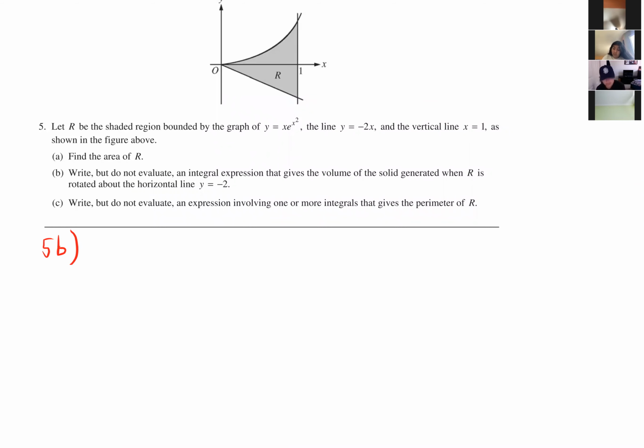So I wouldn't be surprised if you saw a volume question because that ties in a couple different things together. So here I am going to, let's see, rotate it about the horizontal line y equals 2. So we said earlier, what was the y coordinate at this point? We plugged in 1, it was e, right? So this is e.